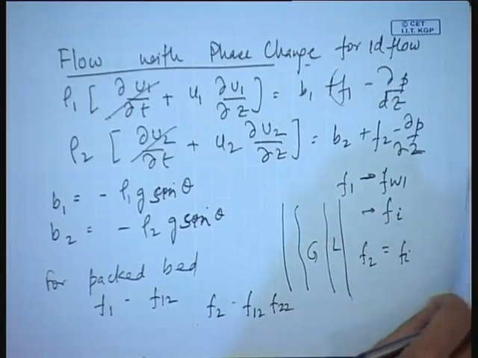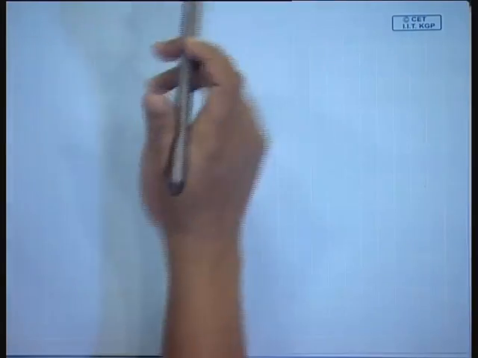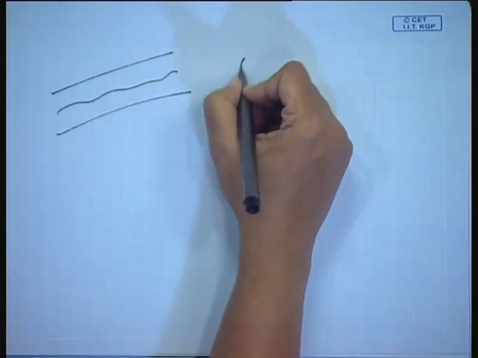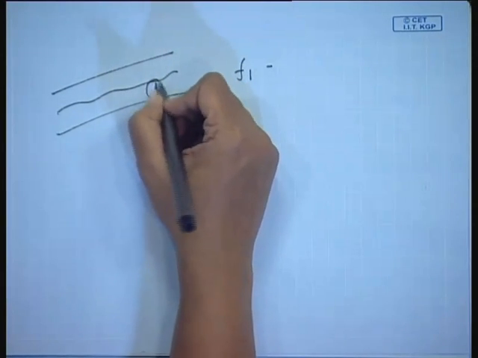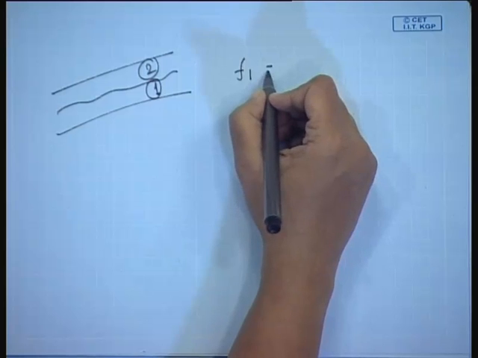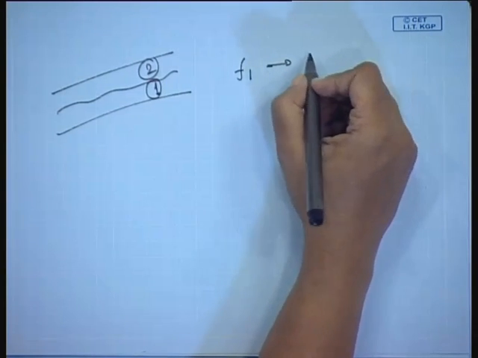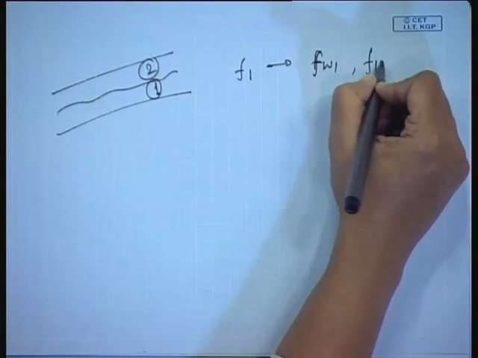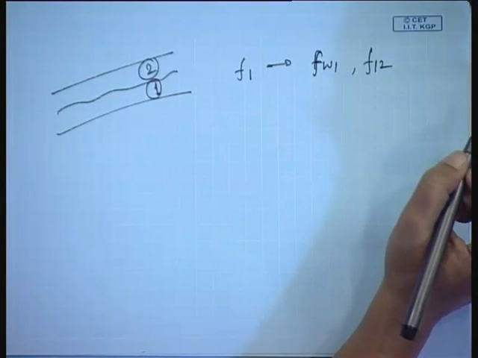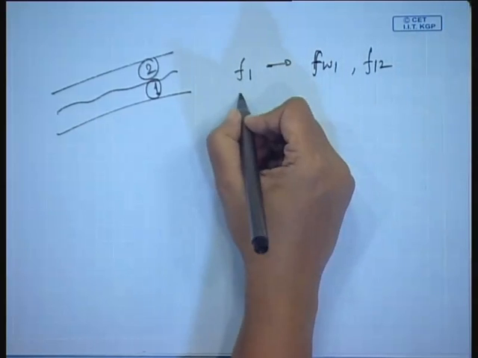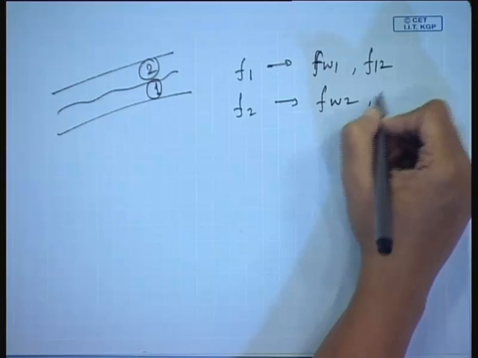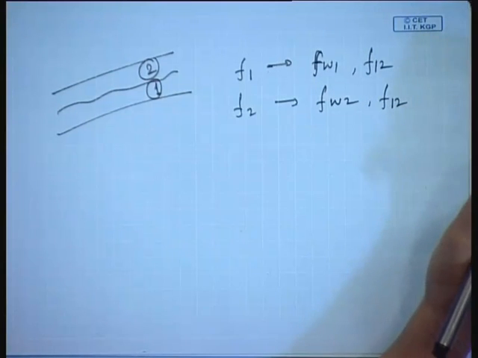So, therefore, the particular case which I was dealing with, where we have the two separated flow situations which interact at the interface. In this particular case, this is phase 1 and this is phase 2. So, F1 should comprise of what? FW1 has to be there, right, and F12 has to be there. Yes or no? F2 what should it comprise of? FW2 has to be there and F12 has to be there, isn't it?